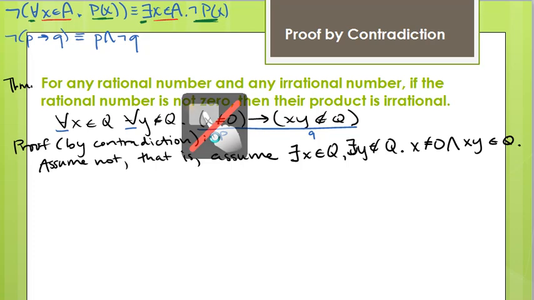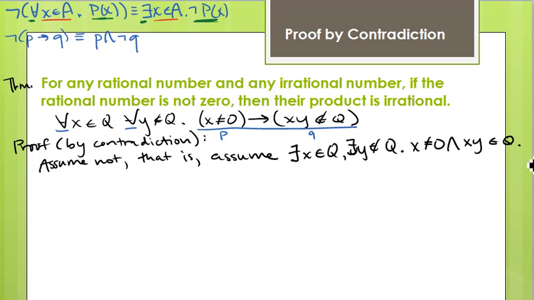Alright, welcome back to part 2. So we're in the middle of proving that for any rational number and any irrational number, if the rational number is not 0, then the product of that rational number and irrational number is irrational. And we're doing this by a proof by contradiction. Alright, so we just made our assumption here, and now we're going to go ahead and plug in.